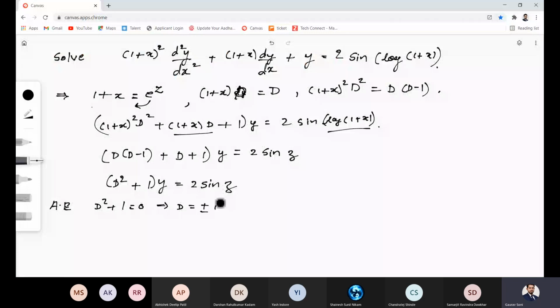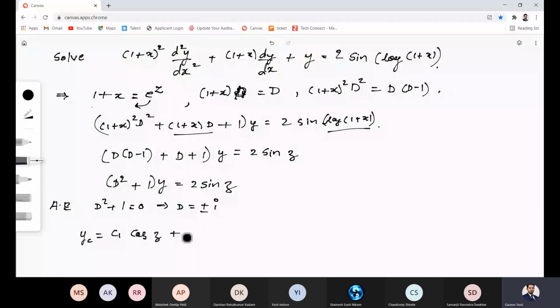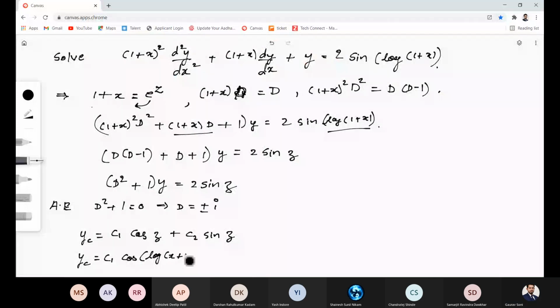Resubstitute the value of z. c1 cos of, what is the value of z? Log of x plus 1, plus c2 sine of log of x plus 1. We got the auxiliary solution. With that, we need to find the particular solution.